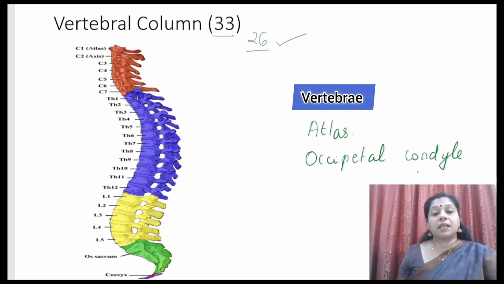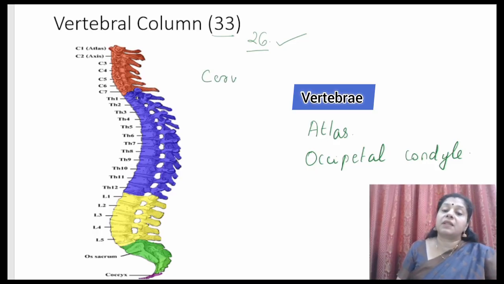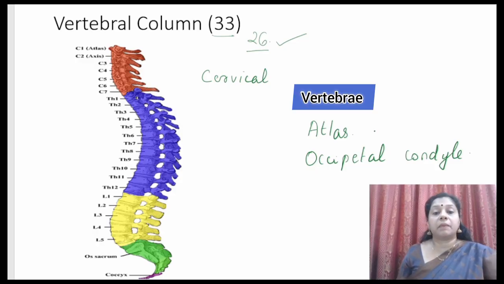Now, which are the bones in our vertebral column? The first one is the cervical bones. The cervical bones are the ones present in our neck region. The cervical bones are 7 in number. The neck of a giraffe is very long. Do they have more cervical bones? No, they also have 7, but they are widely spaced.